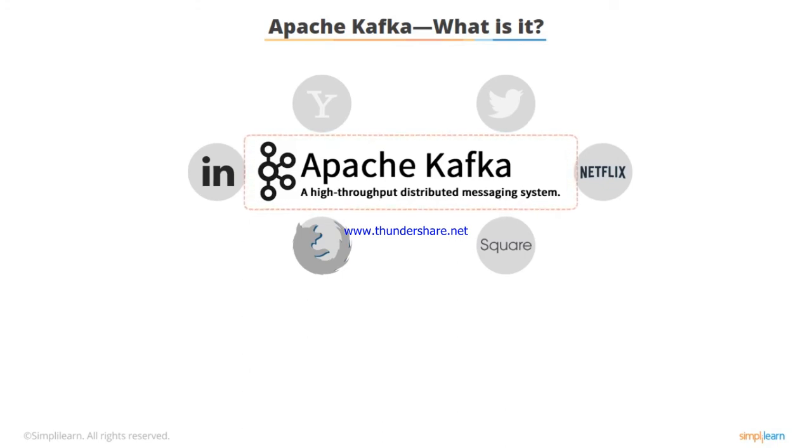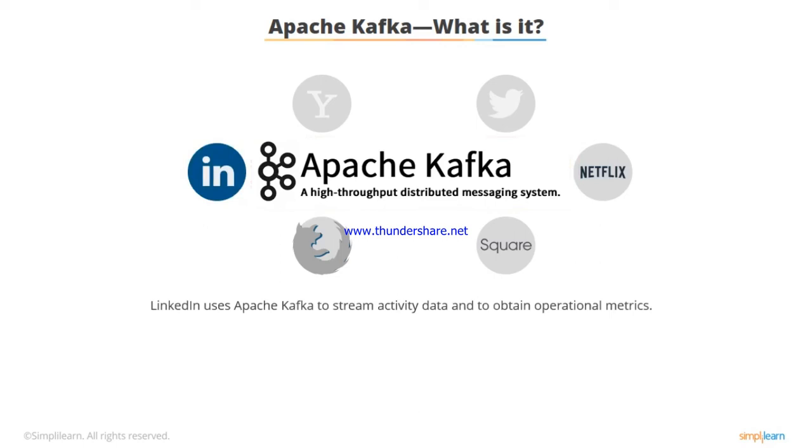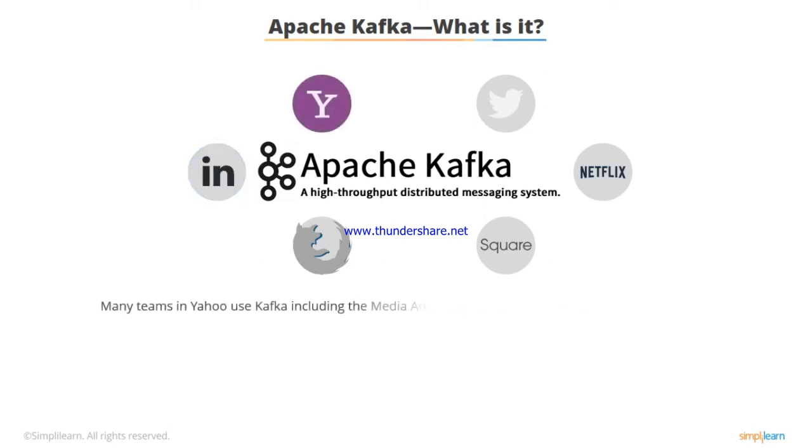Many companies use Apache Kafka. Some of them are LinkedIn. LinkedIn uses Apache Kafka to stream activity data and to obtain operational metrics. The LinkedIn newsfeed is powered by Kafka. Yahoo. Many teams in Yahoo use Kafka, including the media analytics team, which uses it for real-time analytics.